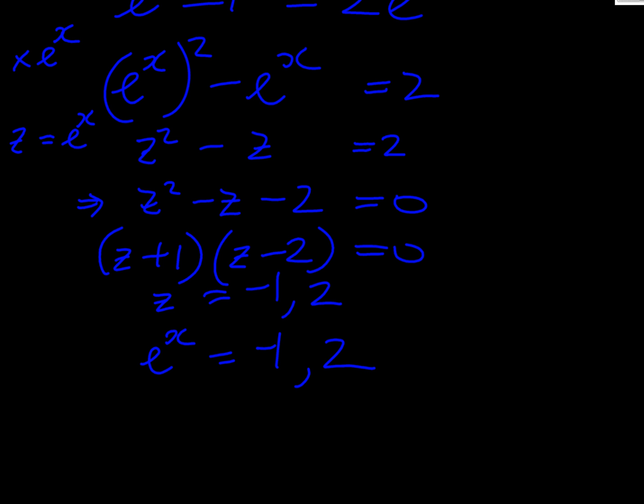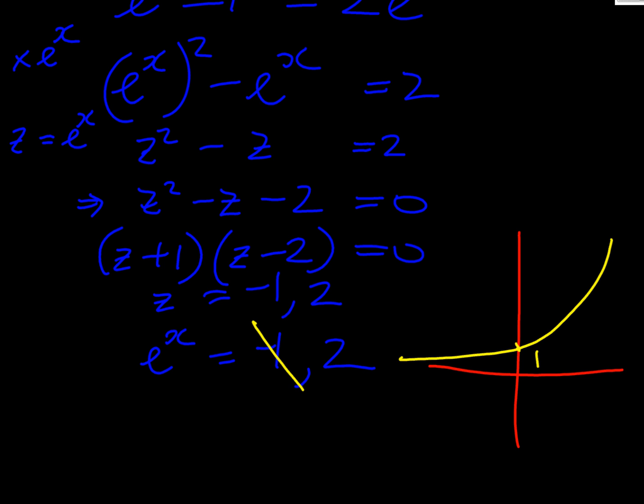And what do we know from the curve we were looking at earlier? Here's a curve of e to the x. It goes like that, going through the point 0, 1, doesn't it? It never goes negative here. It never goes below the x-axis. So we can't have a solution with e to the x equals minus 1. Therefore, we know that our only solution is e to the x equals 2. Therefore, x equals log of 2.